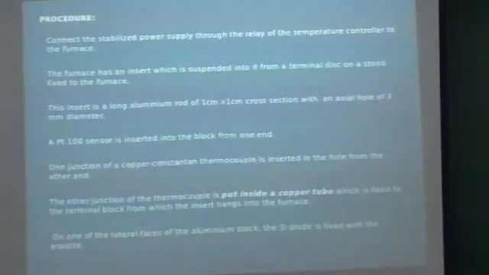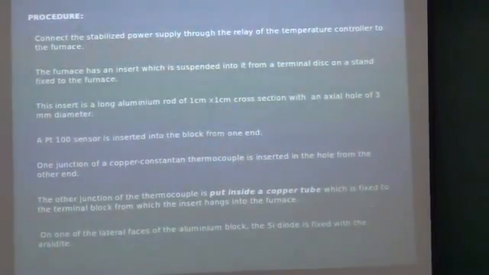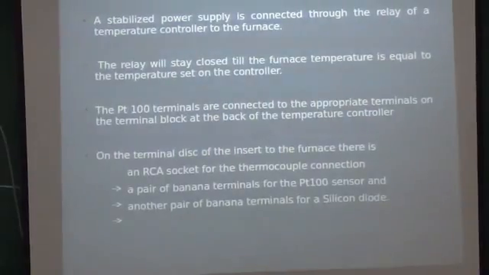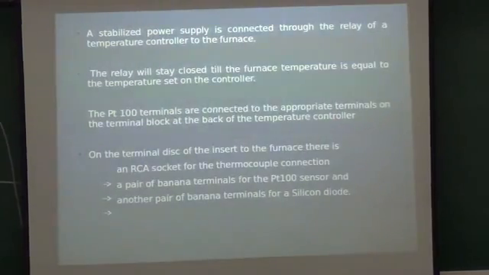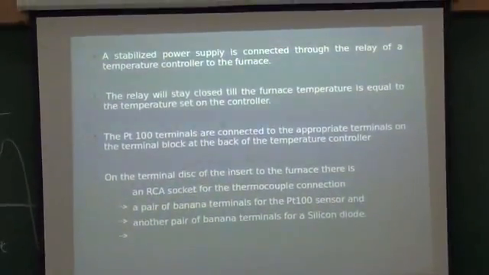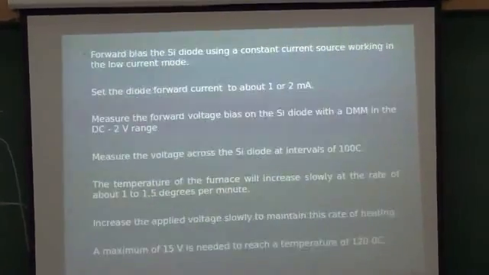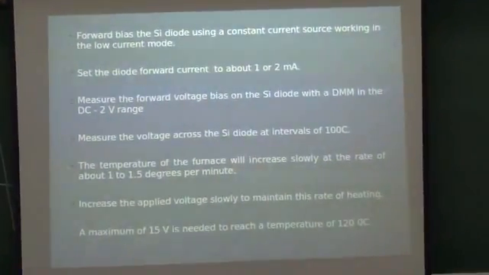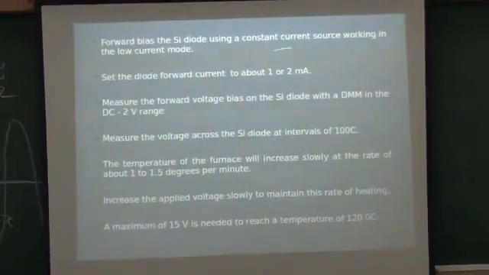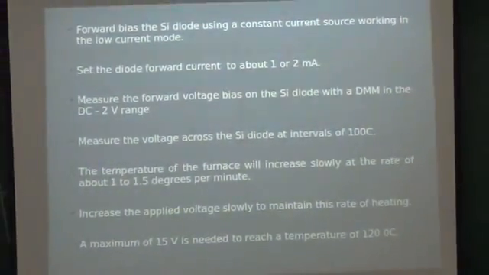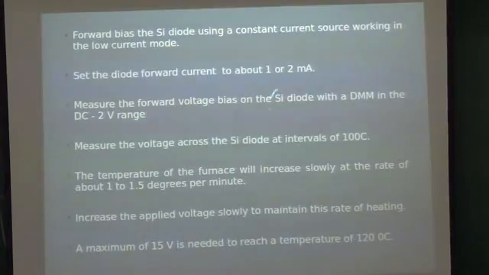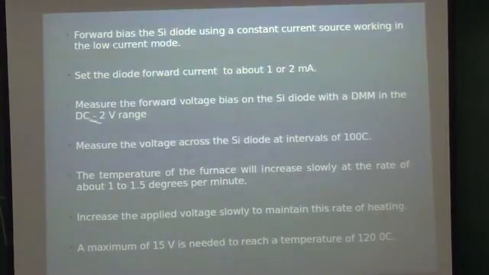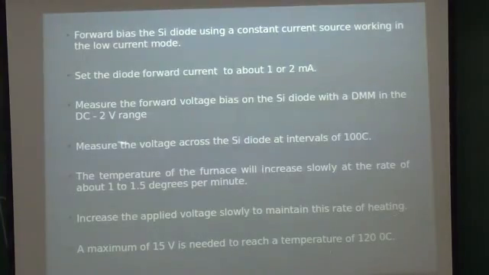The silicon diode is also fixed onto the same block. The stabilized power supply is connected to the relay. If you set a temperature, the relay will close after that. A platinum 100 thermometer is also fixed. For forward biasing, we set a current of 1 or 2 milliampere through a forward biased PN junction diode. We measure the forward bias voltage across the 2 ends of the silicon diode using a digital multimeter in the 2 volt range. We measure it starting from room temperature to 100 degrees centigrade.